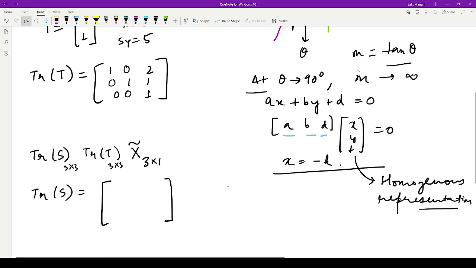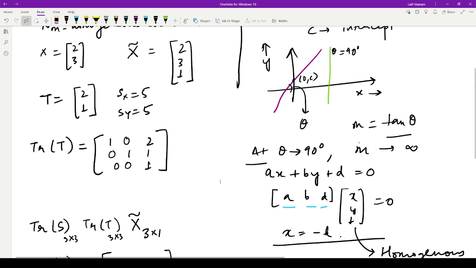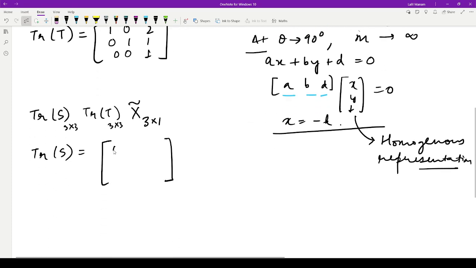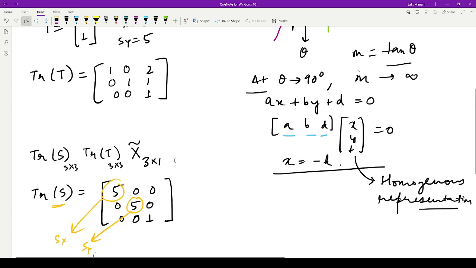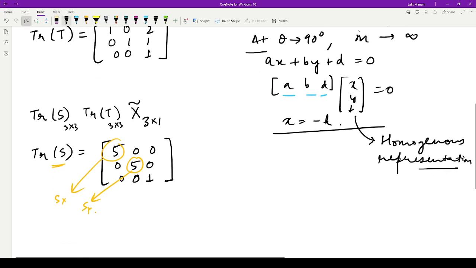What should be the transformation? 5 0 0. Next row 0 5 0 and 0 0 1. So when it comes to transformations related to scaling, these are the transformation parameters that are being used. So this is Sx and this is Sy. Okay. So now the final answer is just the multiplication of these three matrices.